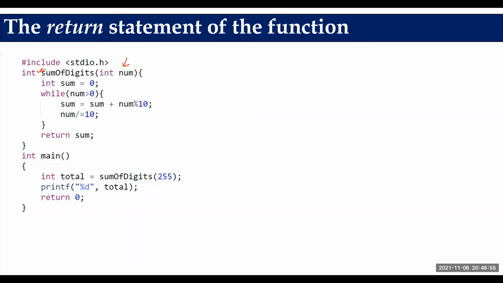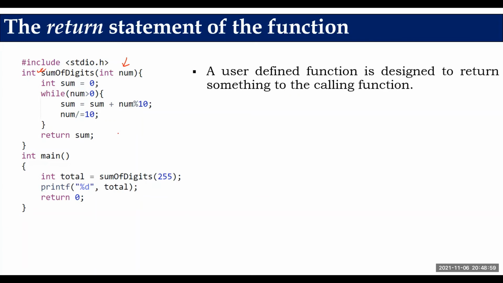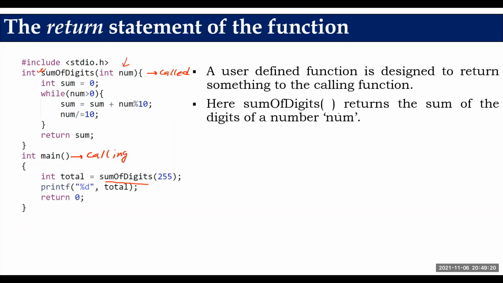Let's see the return statement a little bit. Here a user defined function is designed to return something to the calling function. So here main is the calling function, now we can understand what is calling. And this function is the called function, the user defined function. We can see it is called from the main. Here sum of digits returns the sum of the digits of a number num.